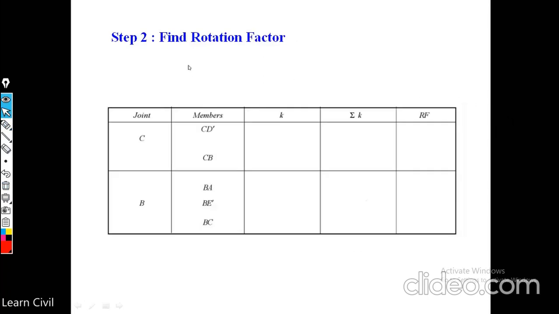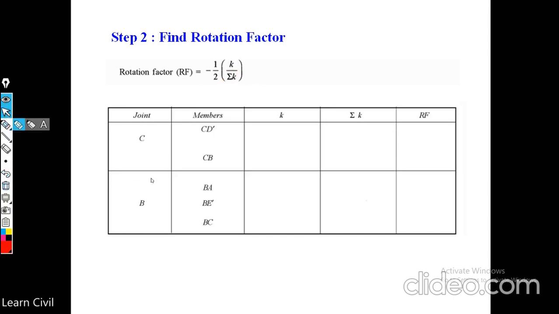Next step is we have to find out the rotation factor. Now the rotation factor is given by this particular equation, that is, rotation factor is equal to minus half into K by summation K, where K is the stiffness of that particular member and summation of K is the sum of stiffness of all the members meeting at that particular joint.